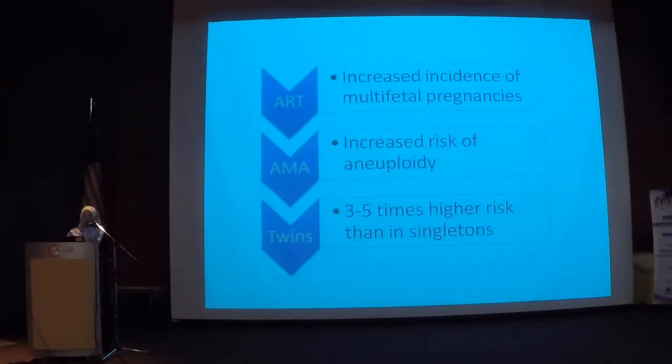So we know this is the summary. In ART, there is increased incidence of multifetal pregnancies. Advanced maternal age brings increased risk of aneuploidy and also structural anomaly, and twins have 3 to 5 times higher risk compared to singletons.